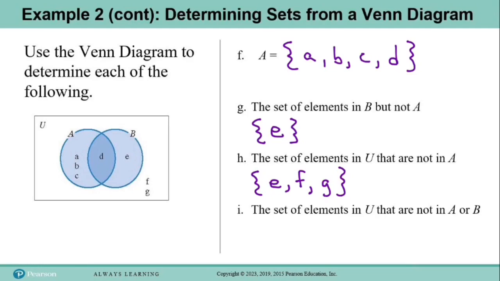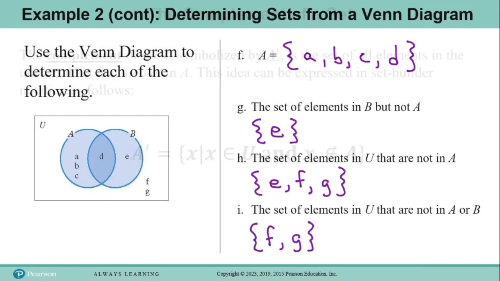And in part I, the set of elements in U that are not in A or B. So if we want the set that contains only the elements in U that are not in either A or B, that would be these 2 elements right here. So that would be the set containing F and G.